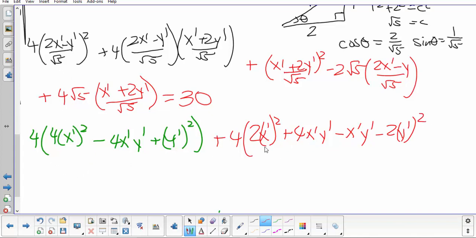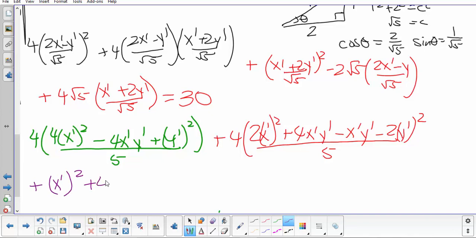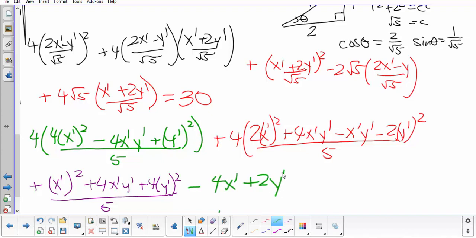And now, since we squared these, this denominator is now 5, and the same thing for the first one. Our next term is squaring x' plus 2y', so it'll be plus x' squared plus 4x'y' plus 4y' squared over 5. Our next term would be minus, now here you'll notice that when we distribute, the root 5s cancel out, so we'll have minus 4x' plus 2y'. Our next term, same thing happens, the root 5s cancel, so we get plus 4x' plus 8y' equals 30. Okay, so now there's more algebra to do here.